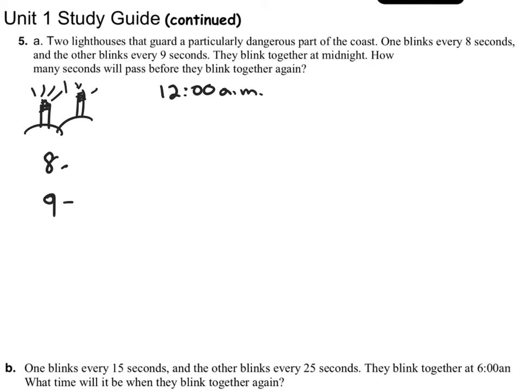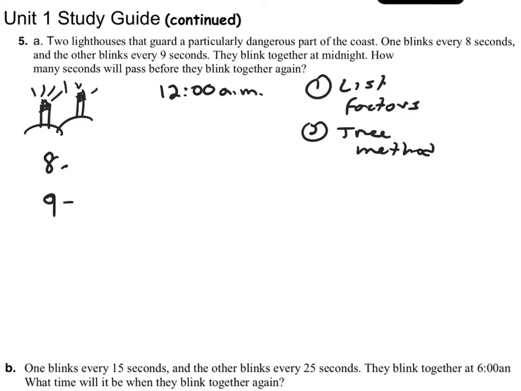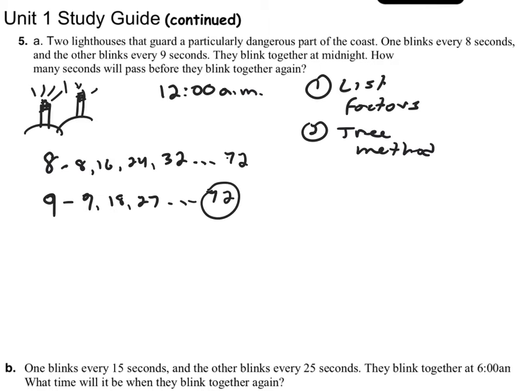Okay, so what do we have to do? We got to figure out how long until they blink together again. Well, there's two ways. You can make a list of multiples, or you can use the tree method. So, to list, you say 8 times 1 is 8, 8 times 2 is 16, 8 times 3 is 24, 8 times 4 is 32, all the way out to 72. You do the same with 9. 9 times 1 is 9, 9 times 2 is 18, 9 times 3 is 27, all the way out, and you will find that the least common multiple they share is 72. So you can do the list method.